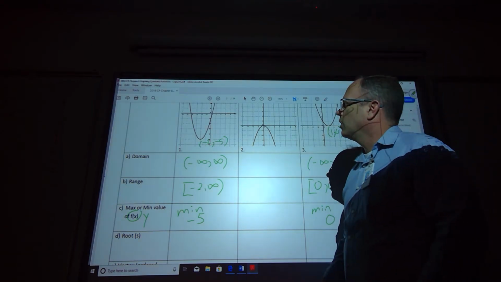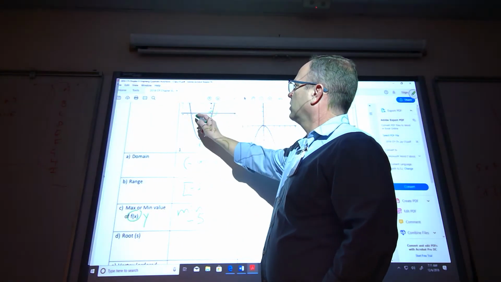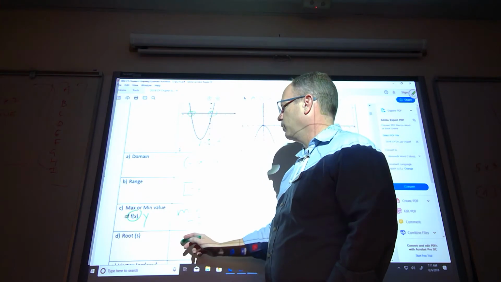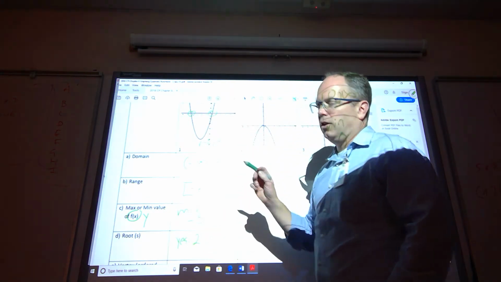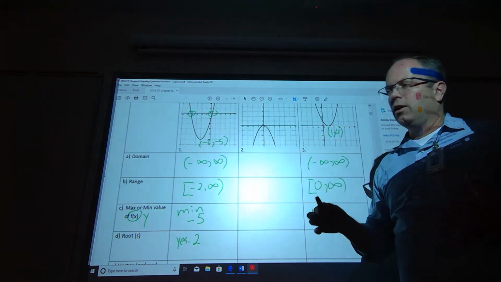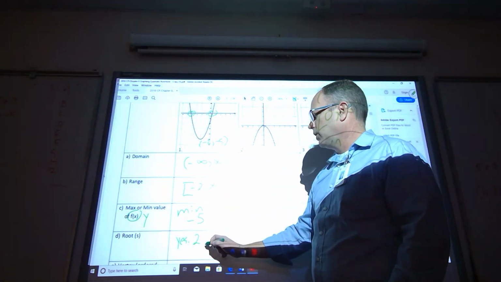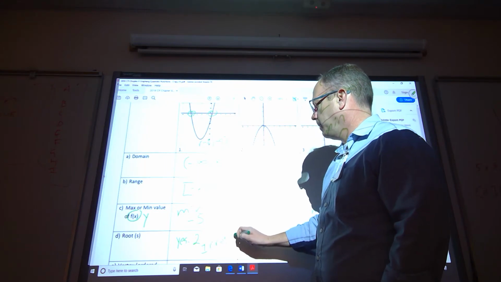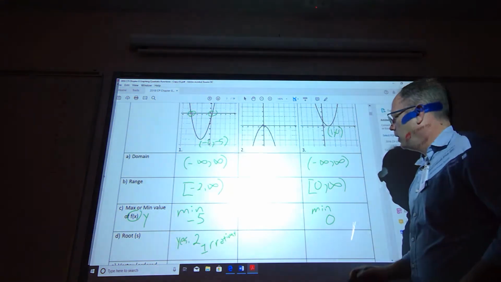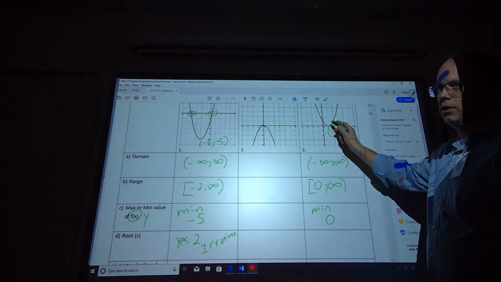Do we have any roots? It does appear that it crosses the x-axis at those 2 places. So we do have roots. We have 2 of them. We can't see exactly where it crosses. It's not like a nice whole number. So these are actually called irrational roots. Okay, an irrational root. And then on this one, does it cross or touch the x-axis?